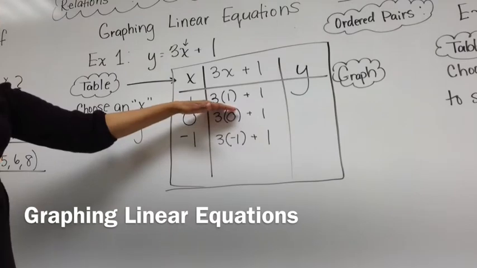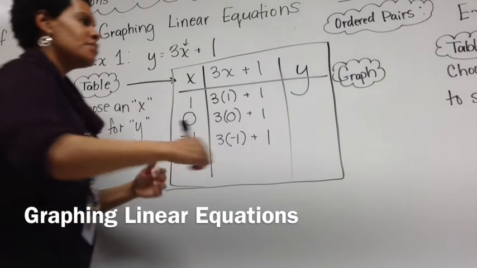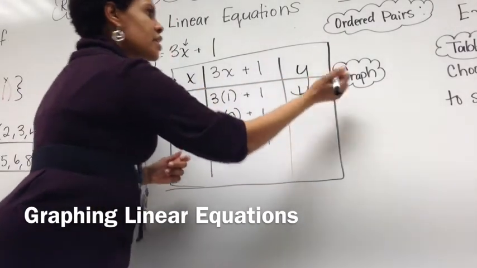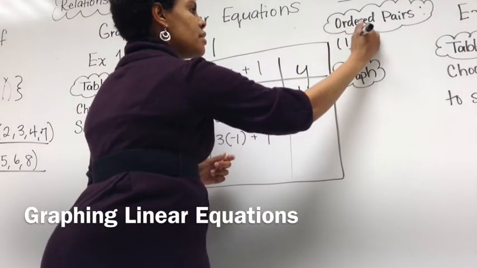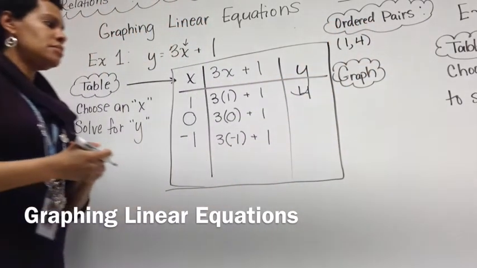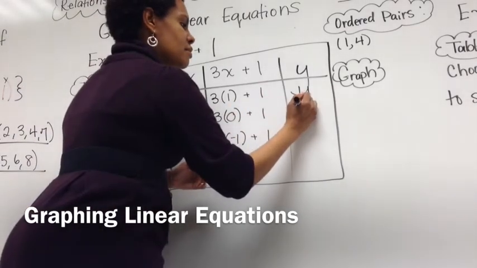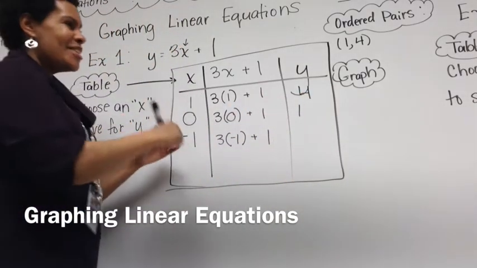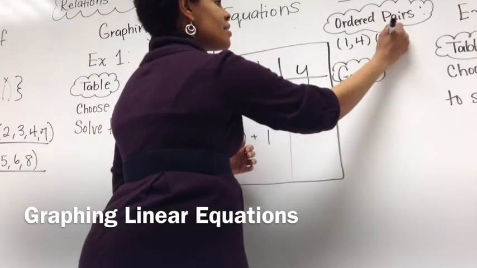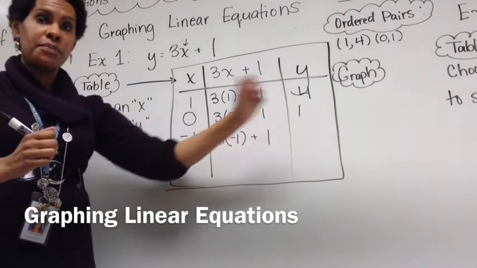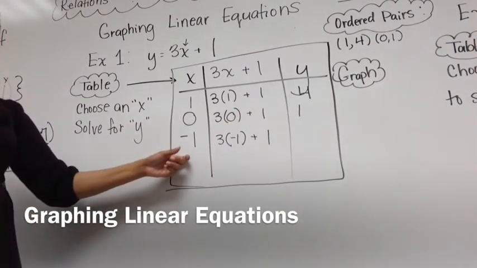Order of operations says we've got to multiply before we add. 3 times 1 is 3. 3 plus 1 is 4. So when x is 1, y is 4. Here's our first ordered pair: 1, 4. When x is 0, 3 times 0 is 0 plus 1 is 1. So when x is 0, y is 1. That's our next ordered pair. X was 0, we solved for y, it's 1. Here's our last ordered pair.